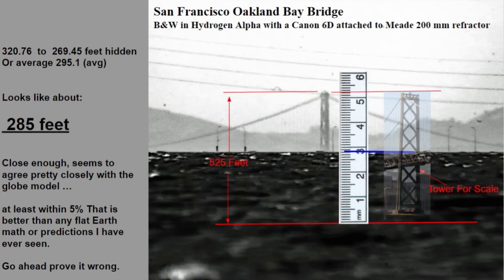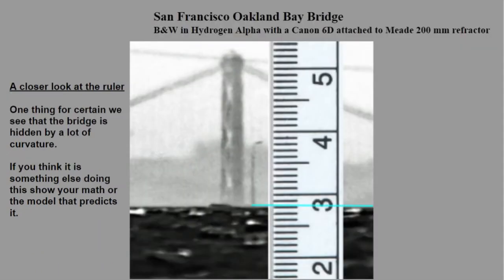So if I use a ruler and put it on the side here, and I use a scale model of what that tower height should be, I come up with about 285 feet, and that's pretty darned close to what the curve calculators say. Here's a close-up in case you want to take a closer look. Of course, these images are here. You can always just download them and take a look at them if you'd like.